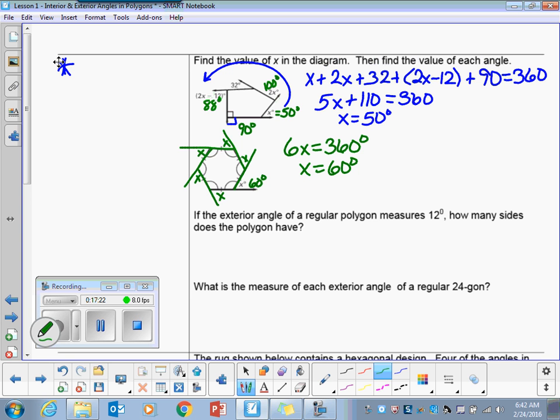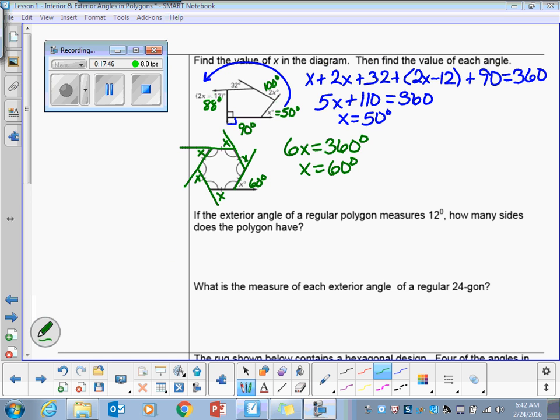Knowing that, can you quickly tell me the interior angle measurement? And you should be able to using a linear pair. The exterior angle plus the interior angle has to equal 180 degrees. They form a linear pair. So the interior angle measure of a regular hexagon is 120 degrees.